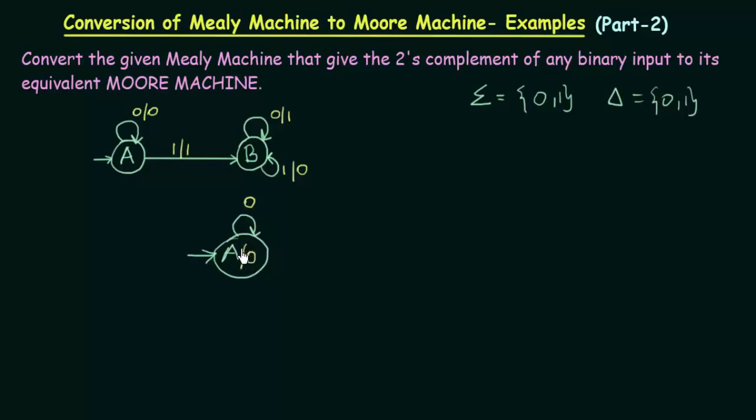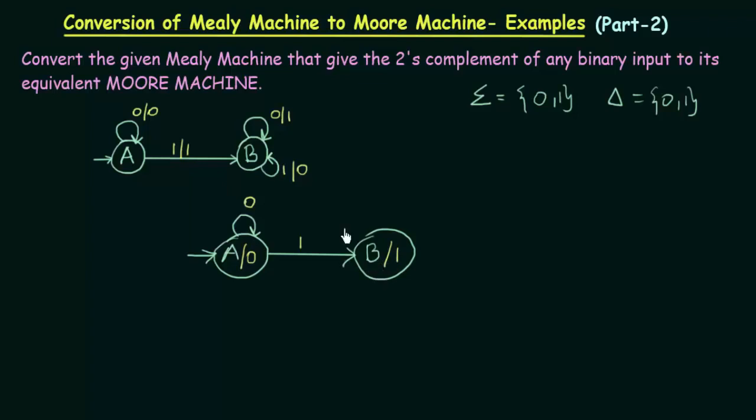Okay, now we have mentioned what happens to A when it gets input 0. What about it when it gets input 1? So when it gets input 1, it goes to B and the output associated is 1. So here I'll make state B and I'll send A to B when it gets the input 1 and the output was 1 over here. So I will associate this output 1 to state B over here. So let's say it gives output 1. Okay, so we have completed A.